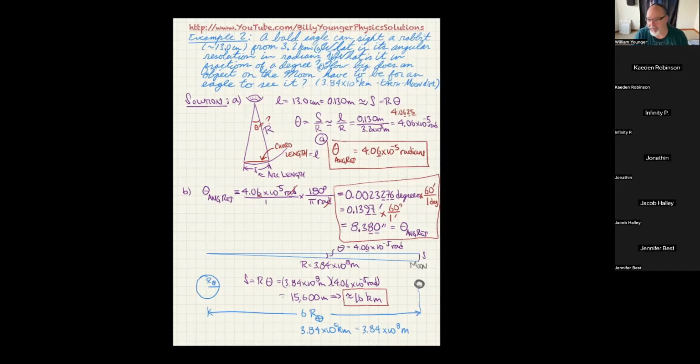Now it's more on the order of the Great Wall of China could clearly be seen, but that has to be a really long way away. I think the Great Wall of China is on the order of hundreds of miles.